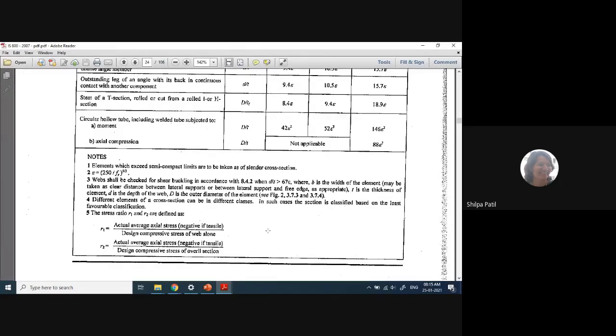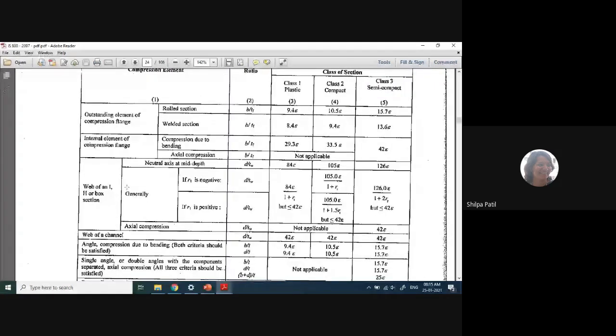We only have to check whether our selected section is slender or not. If it is slender, we have to reject it. If it is plastic, compact, or semi-compact, the formulas will not change in the case of a tension member. But in the case of a compression member, the formulas are different depending upon the class of the section. Okay, guys, is it clear?